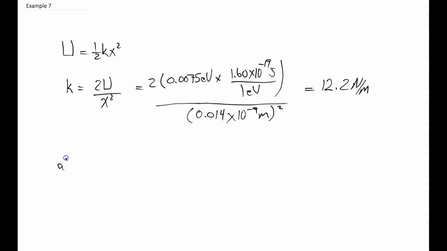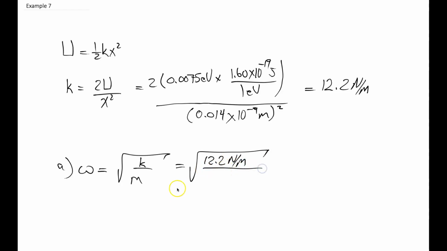And now we can say that for part A, the angular velocity is the square root of k over m, which is the square root of 12.2 newtons per meter, over the mass, which is given as 3.82 times 10 to the negative 26 kilograms. That gives us an angular velocity of 1.79 times 10 to the 13th radians per second.